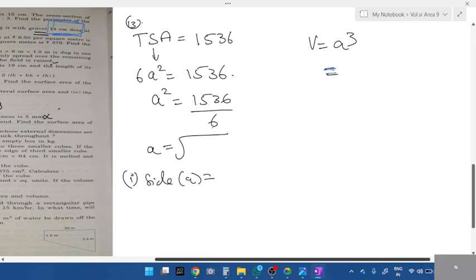What is A, students? 256 is 16. A cube is equal to 16 cube.